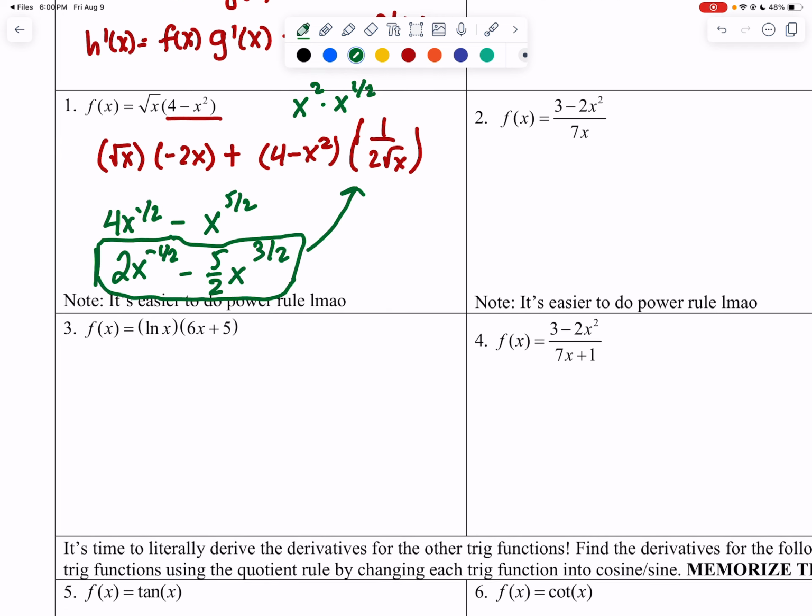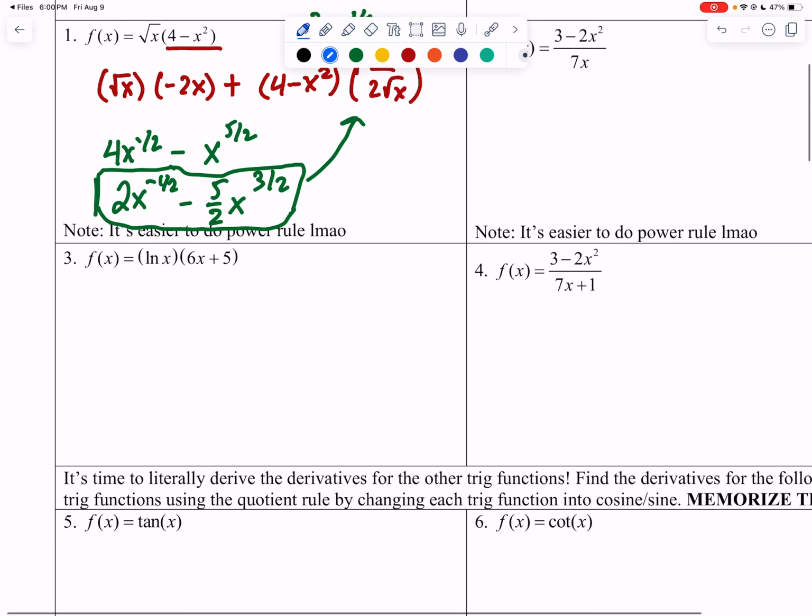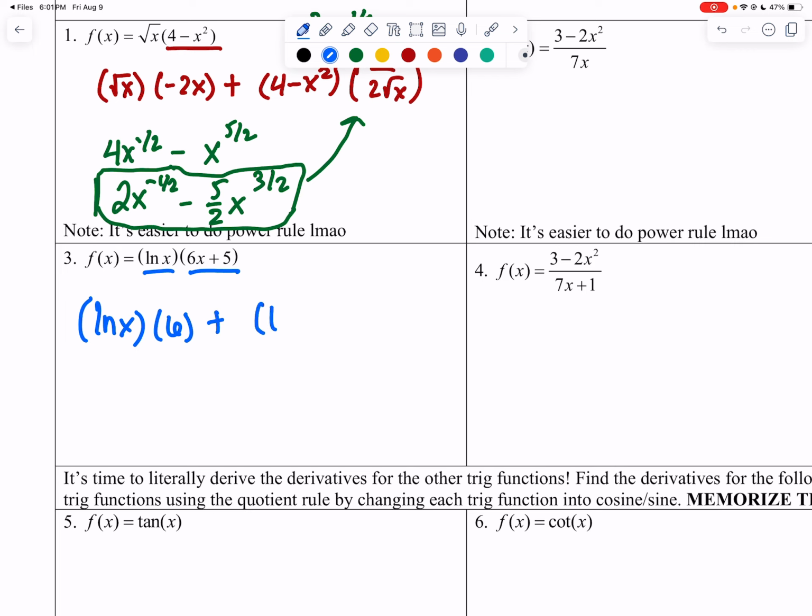Now, number 3, we can't really do what we did in number 1 where we just multiply it out because we have ln of x and 6x plus 5. So we're just going to go ahead and use the product rule where we have first times the derivative of the second, which is just 6, plus second, so 6x plus 5, times the derivative of the first, which is just 1 over x. So this right here would be our answer for number 3.